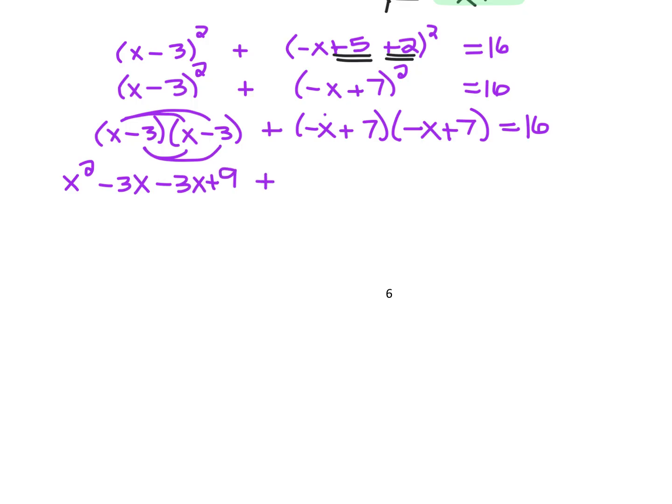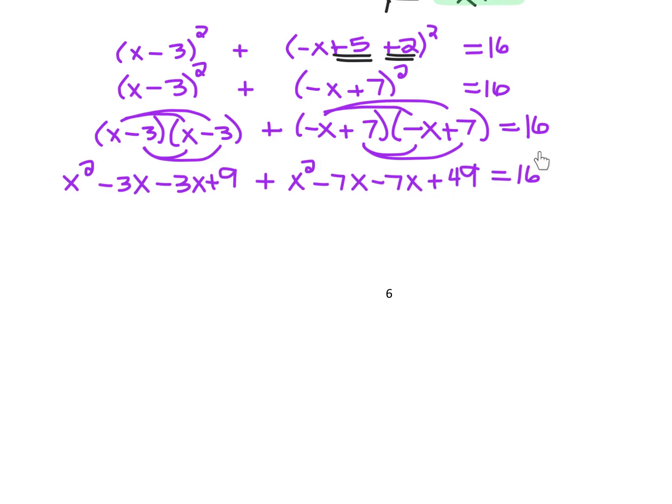Over here, negative x times negative x is positive x squared. Negative x times 7 is negative 7x. 7 times negative x is negative 7x. And 7 times 7 is 49. And we'll bring down the equals 16. Now, I know I have a lot of like terms to combine on this side of the equation, but let me set this equal to 0 at the same time, just to save myself a step. So I'm going to subtract 16 from both sides of the equation. On the right-hand side, I have 0.